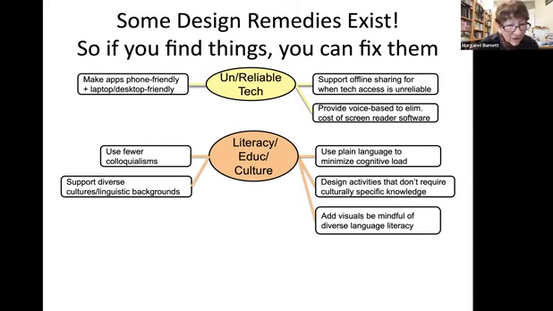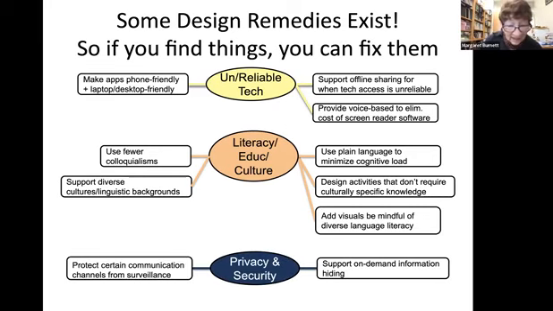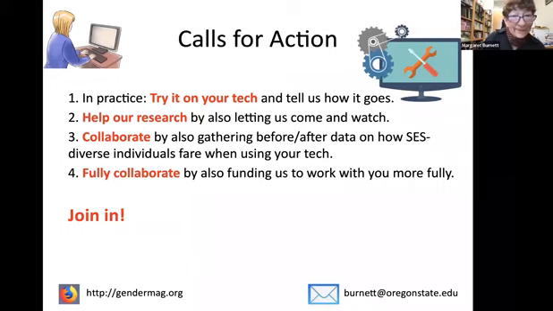Literacy, education, and culture. There are several recommendations that came out of the literature for that: adding visuals, using plain language, designing activities that don't require culturally specific knowledge, and supporting diverse cultures and linguistic backgrounds. And finally, privacy and security. Some of the recommendations from the literature are to protect certain communication channels from surveillance, and support on-demand information hiding by the user. So that's the kind of thing that's emerging from the literature.